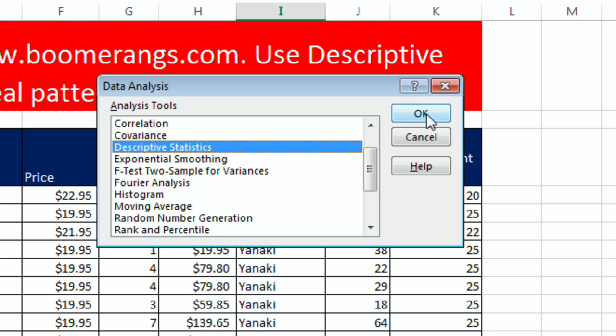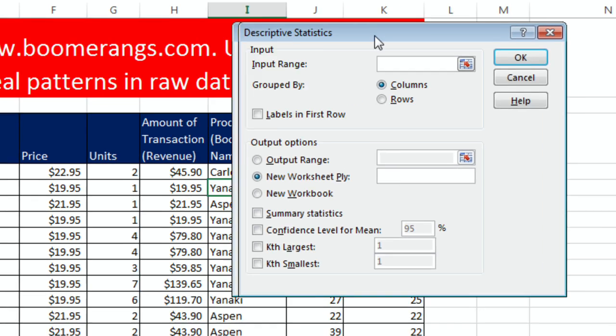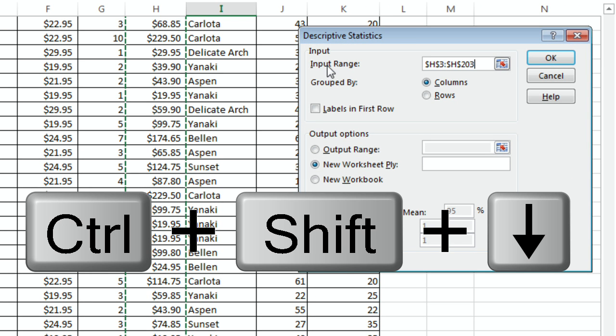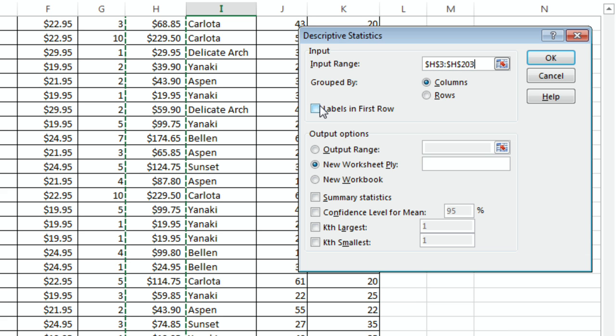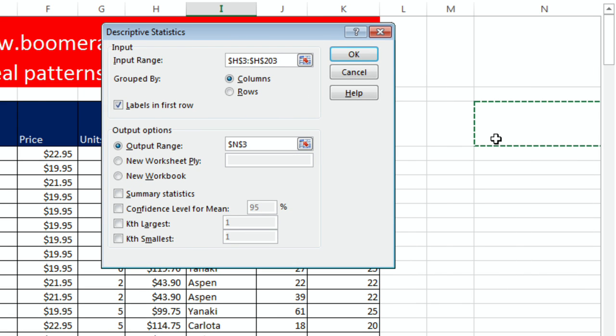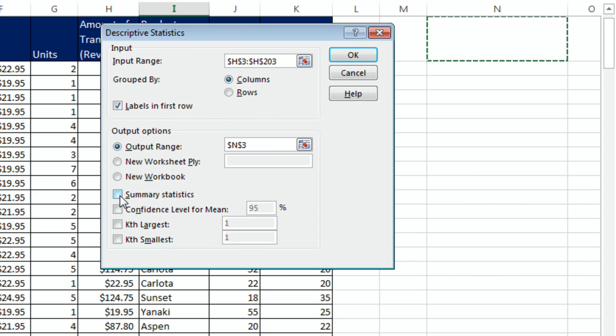And click OK. It's going to ask where the column is. We want to analyze revenue. Control-Shift down arrow. The data is in columns. There's a label in the first row. My output range, I'm going to say, hey, put it in N3. And now we come down here, and I'm going to say summary statistics. We could even ask for the kth largest. So if I said second, it would give me the second largest. We'll talk about this one later in the chapter on confidence intervals.